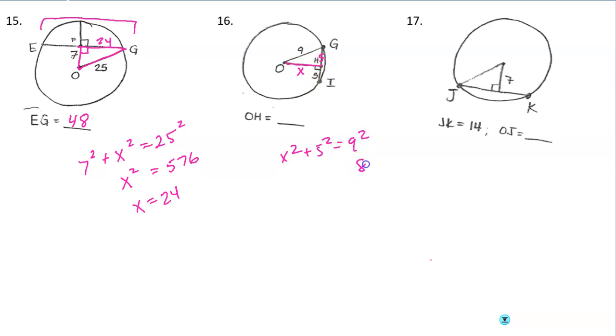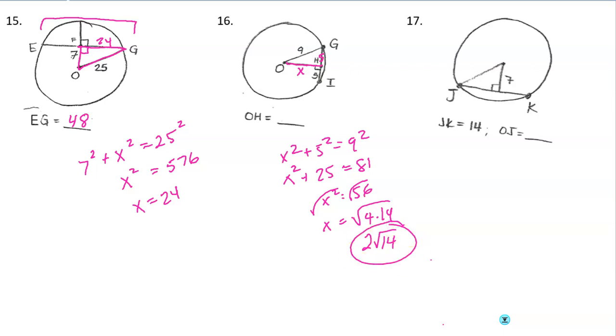And so I get 81 and 25 and X squared. So I do 81 minus 25, and I get X squared equals 56, square root. And I can divide that into square root of 4 times 14, which is 2 root 14 for OH.